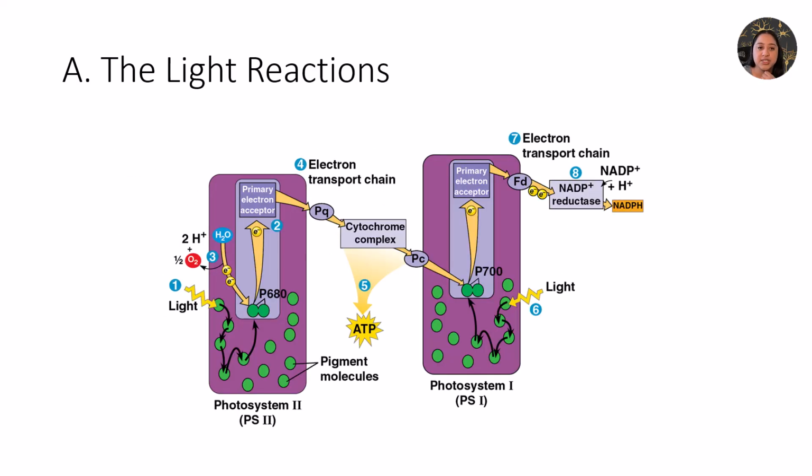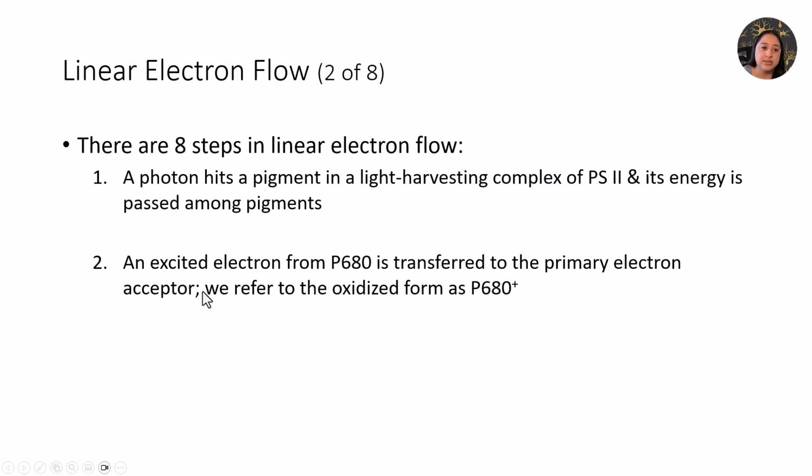So this is a little bit more simplified. So this is photosystem 2. This complex, and then photosystem 1. So hopefully this helps, and then maybe, when you're doing your notes, you'll have to refer back. So step 1. A photon hits a pigment in the light harvesting complex of photosystem 2, and its energy is passed among the pigments. It's like playing hot potato.